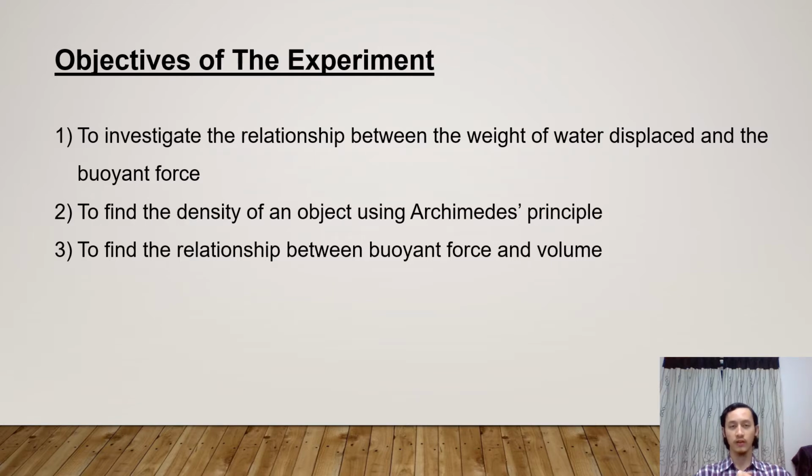Moving on to the objectives of the experiment. Firstly, to investigate the relationship between the weight of the water displaced and the buoyant force. Secondly, to find the density of an object using Archimedes' principle. Thirdly, to find the relationship between buoyant force and volume.